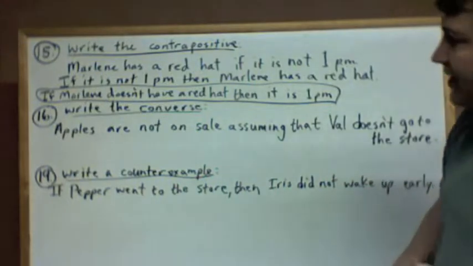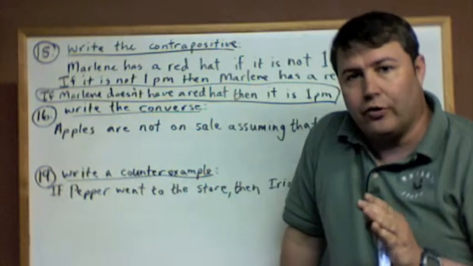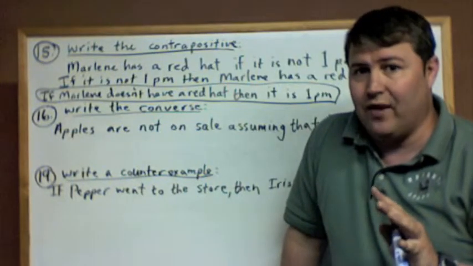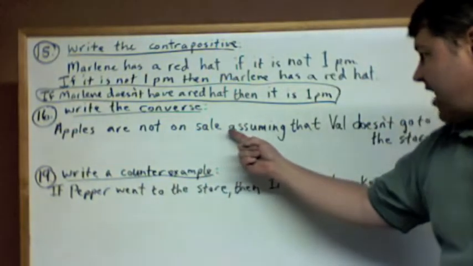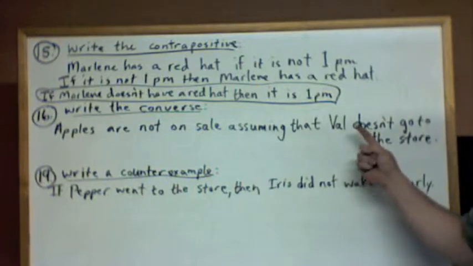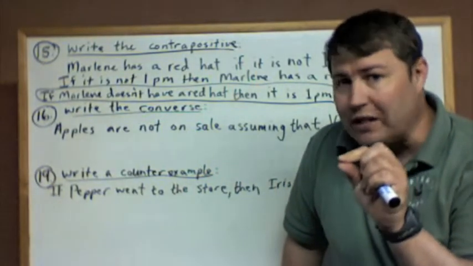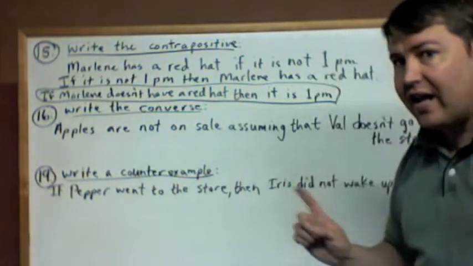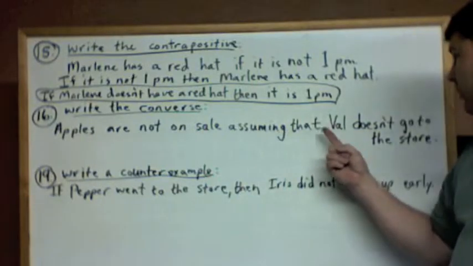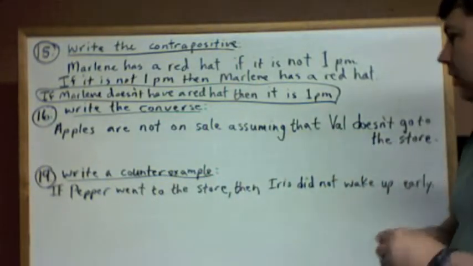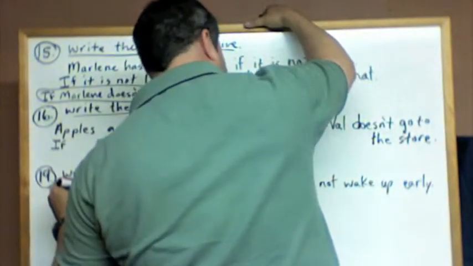Now moving to number 16, they want us to do a similar thing, only now they want us to find the converse. And they give us the statement not in if-then form, so we better start by putting it into if-then form. Apples are not on sale, assuming that Val doesn't go to the store. Remember that assuming that really means if. So the if part of the statement is if Val doesn't go to the store.